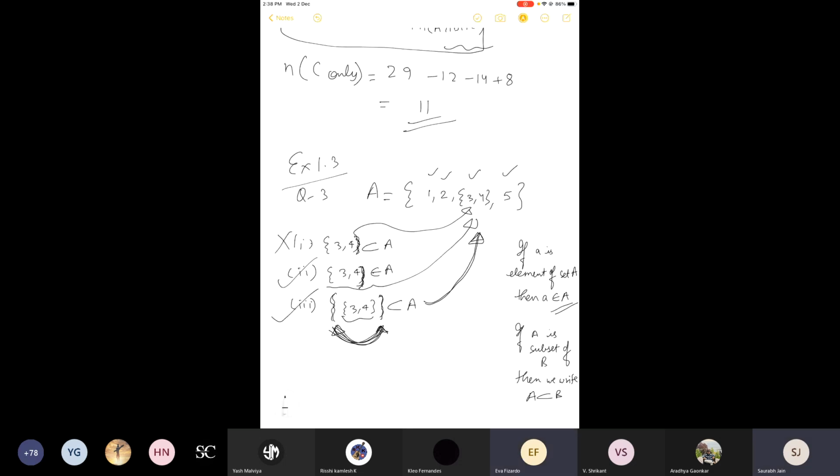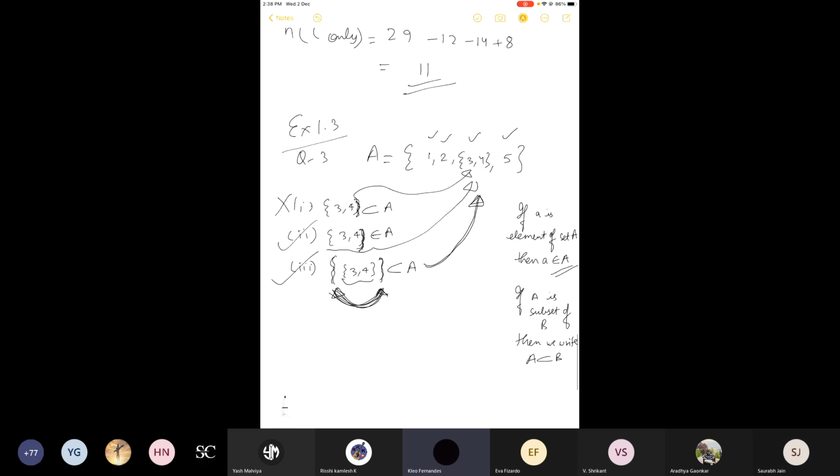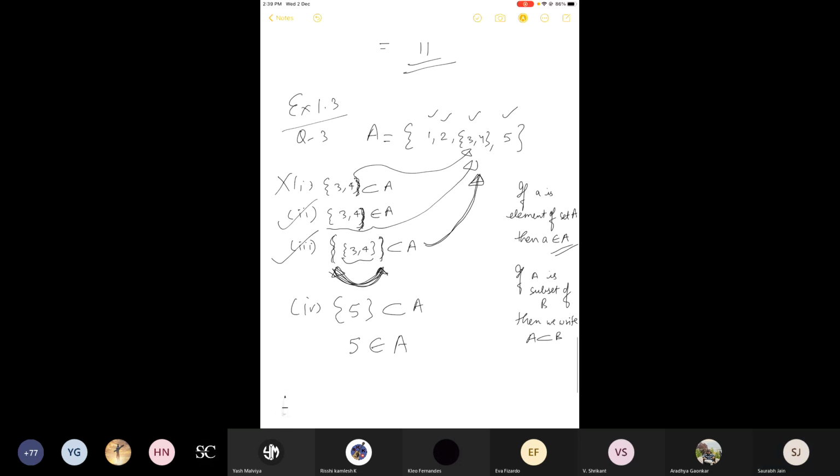Yes, sir. Thank you, sir. All right. If you had to write 5 in brackets, it would be a subset of A then. Like this. Yes. This will be a subset of A. But if you simply write 5, then this will be an element of A. Got it? Do you understand the difference? Okay. Both are correct. Any other doubts?